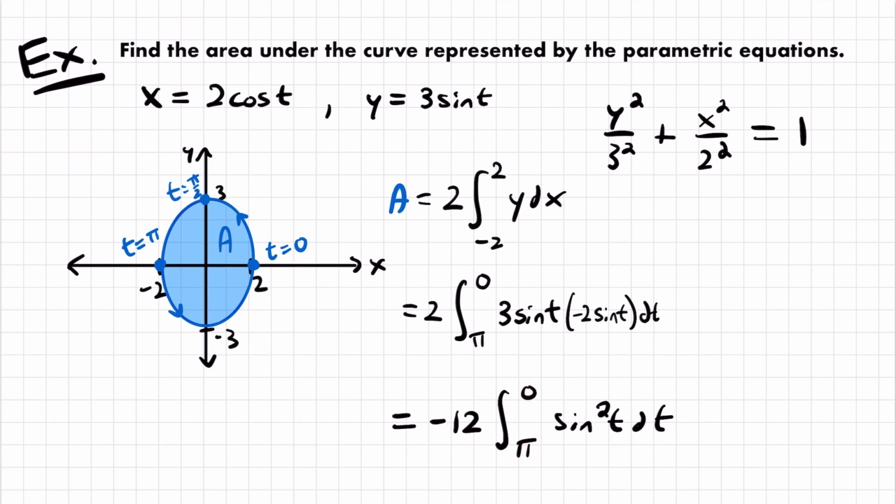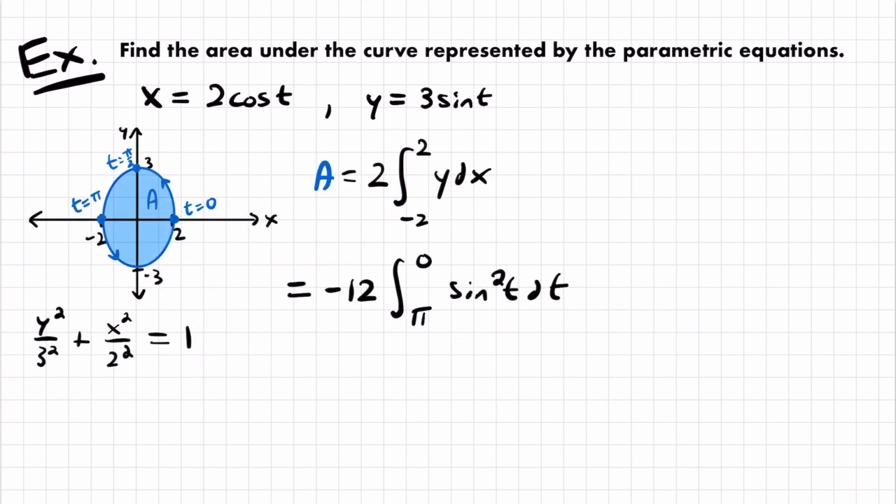All right, so if I clean up my work, we can rewrite this integral to be equal to positive 12 times the integral from 0 to pi of sine squared t dt. Okay, and so now we have a more standard looking integral. We have a lower bound that is smaller than the upper bound, and it's a positive integral, which is nice. And so now all that's left to do is solve this integral. And we can find the area under the curve represented by these parametric equations, or in other words, the area inside this ellipse.